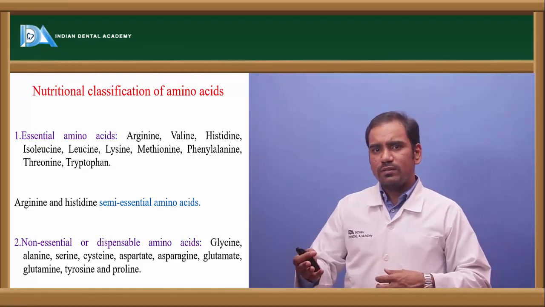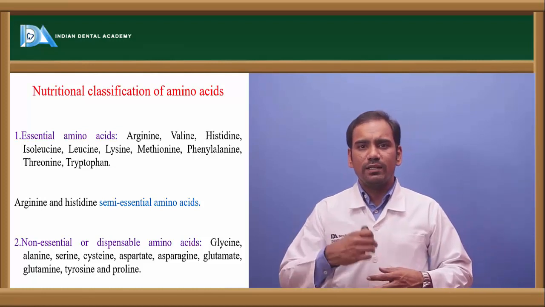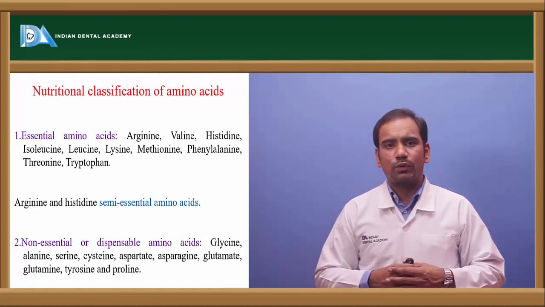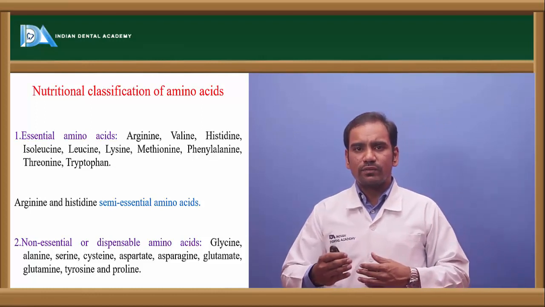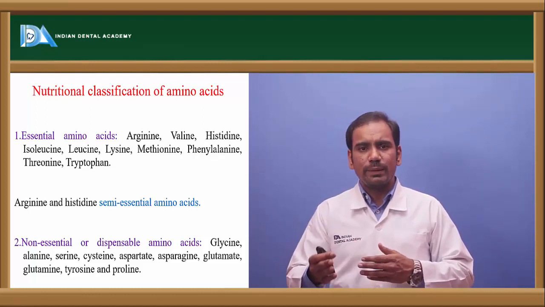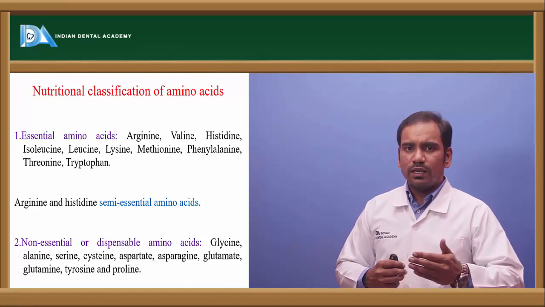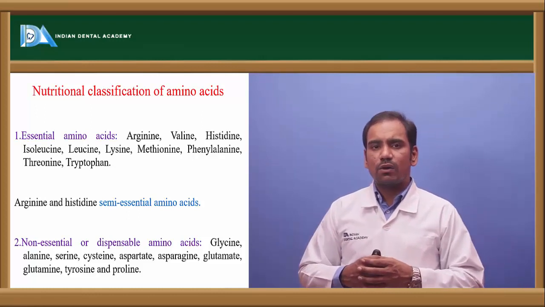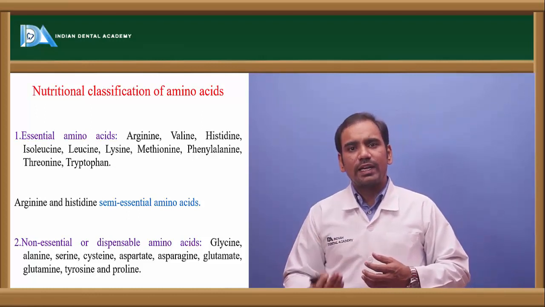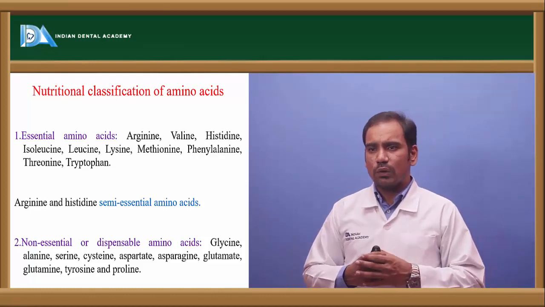And those amino acids which cannot be synthesized in our body and should be supplied in the diet, we call them essential amino acids. So that is the basis for the classification of amino acids into two types: essential and non-essential. Essential amino acids are required but cannot be synthesized in our body, and non-essential amino acids are required and can be synthesized in our body. That is the basic difference between essential and non-essential.